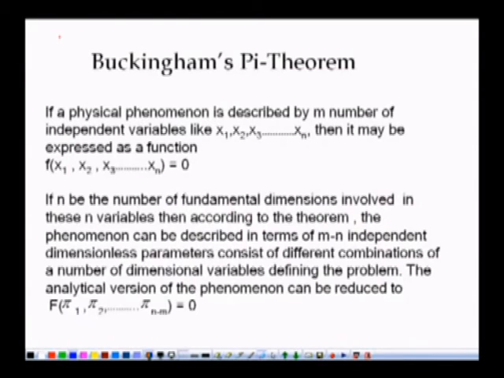Buckingham pi theorem states that in any physical phenomena, if there are m number of independent variables like x1, x2, x3, xn, then analytically this may be expressed as function of x1, x2, x3, xn is equal to 0. Right. Let me give example again.